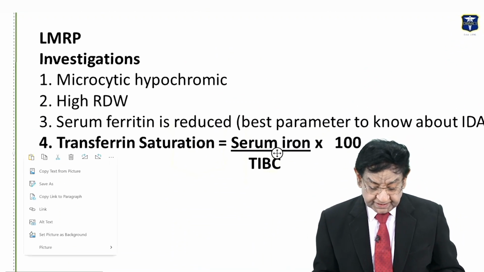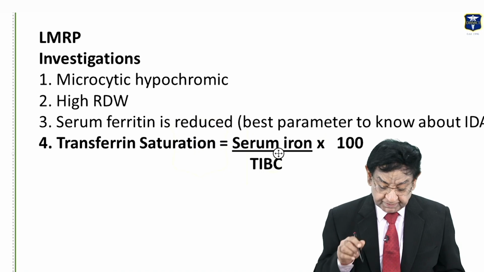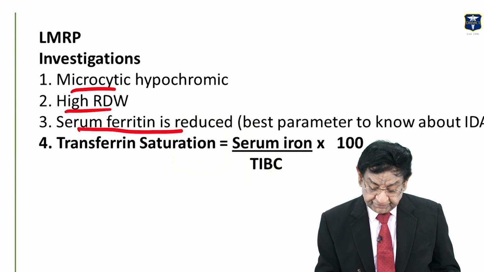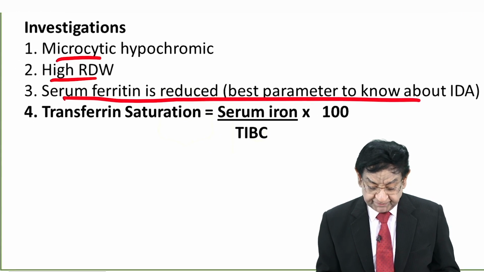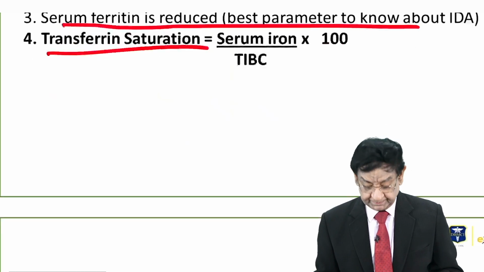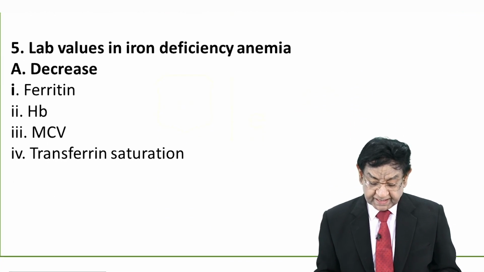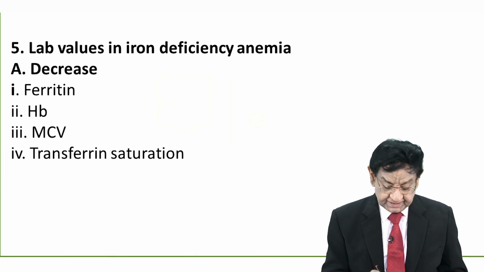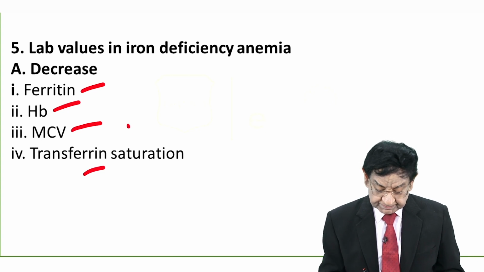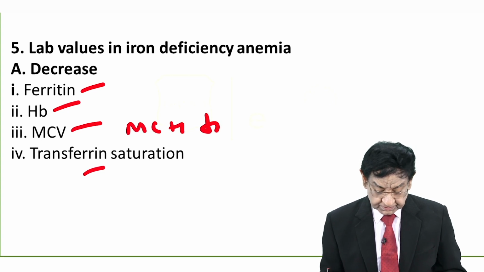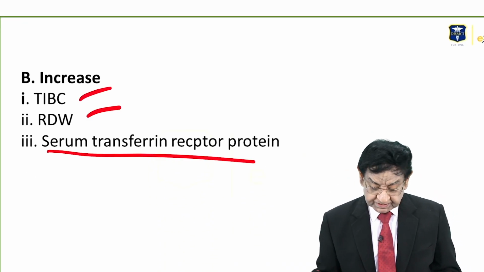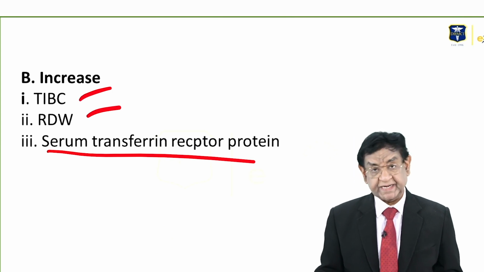Last minute revision points. Investigation: we get microcytic hypochromic anemia, increased RDW, and reduced serum ferritin, which is the best parameter to know about iron deficiency anemia. Transferrin saturation is serum iron divided by TIBC multiplied by 100. Lab values which indicate iron deficiency anemia, very important slide: decreased ferritin, Hb, MCV, transferrin saturation. Even MCH is also reduced. Increased TIBC, RDW and serum transferrin receptor proteins.